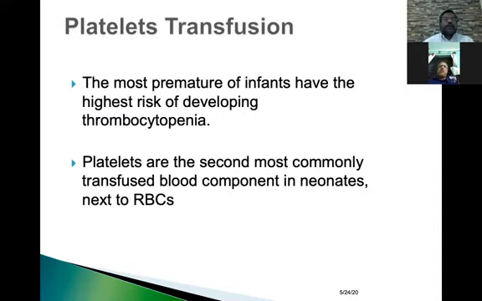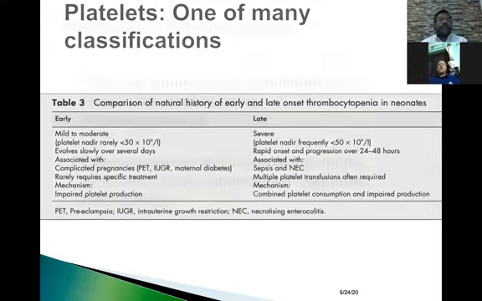Let's look at the platelets. As with FFP and cryoprecipitate, there is not much evidence for platelet transfusion for babies who remain stable but have slightly low platelet counts. Obviously, there is no question of not treating a bleeding baby who also has low platelets. The most premature of the infants have the highest risk of developing thrombocytopenia, and platelets remain the second most commonly transfused blood product in neonates next to RBCs.